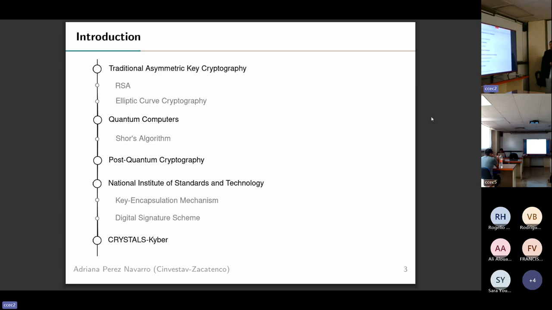That's why NIST, the National Institute of Standards and Technology, created a competition to standardize, in 2017, post-quantum cryptography, in order to evaluate cryptosystems for digital signatures and key encapsulation methods. According to NIST, CRYSTALS-KYBER was the winner of the third round of the competition.